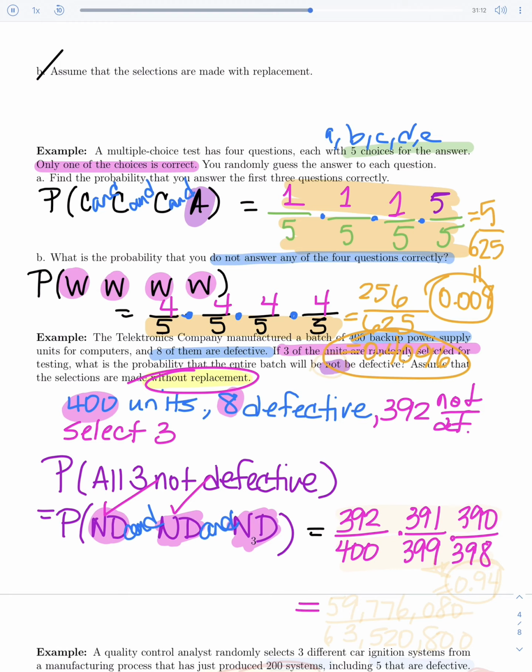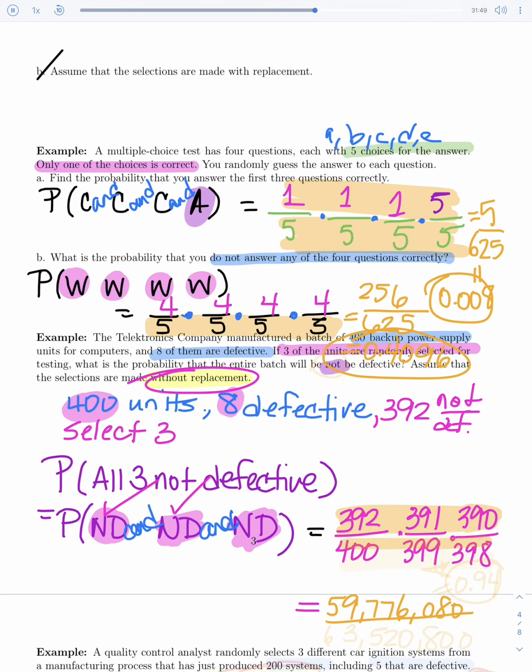And so let's see what this is going to mean. We're going to have a pretty large fraction here. We've got to multiply straight across the top, the 392 times the 391 times the 390. That is going to be a large number no matter what. And it ends up being really large. It is 59,776,080. Assuming I did that right, let me double check. Yep.